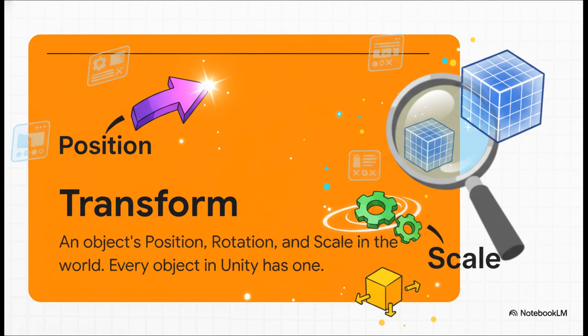Before we actually type it out, let's take a half step back and ask, what even is this transform thing we keep talking about? Think of the transform component as the DNA of every object in your game. You can't have an object in Unity without a transform. It's what gives it a physical presence in the world. It holds three absolutely vital pieces of information: its position, which is its XYZ coordinates, basically where it is; its rotation, which is which way it's facing; and its scale, which is how big it is. It's the object's address, orientation, and size, all rolled into one.